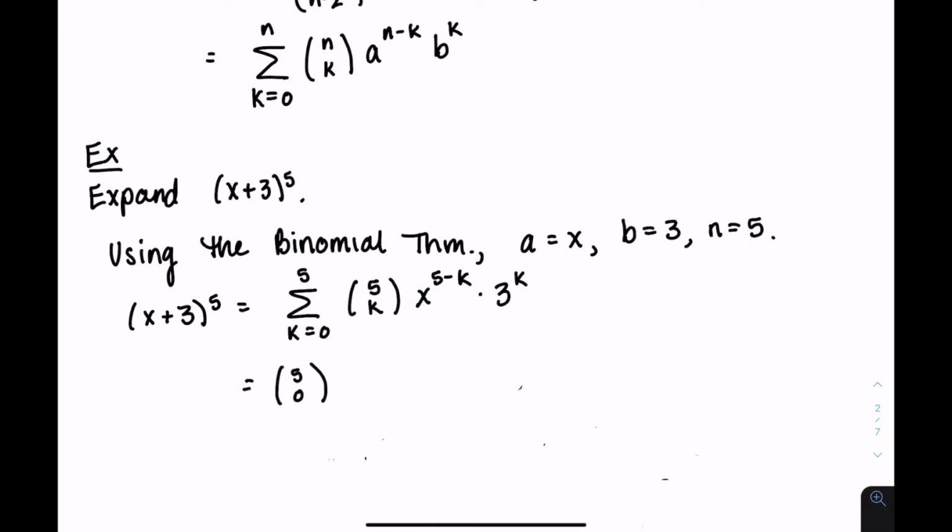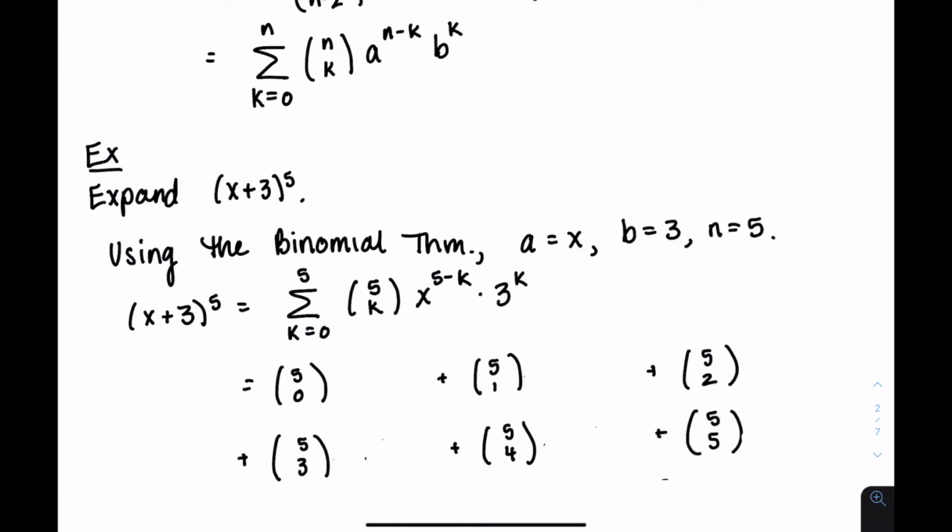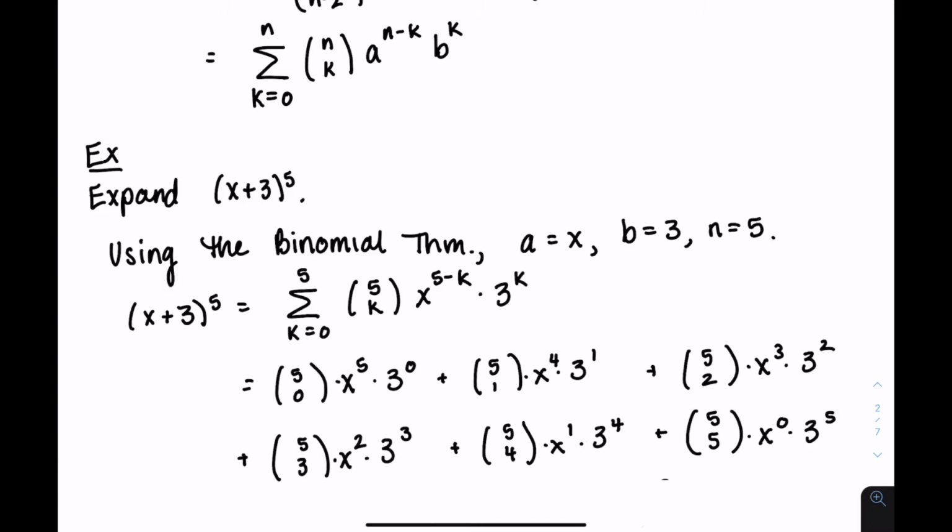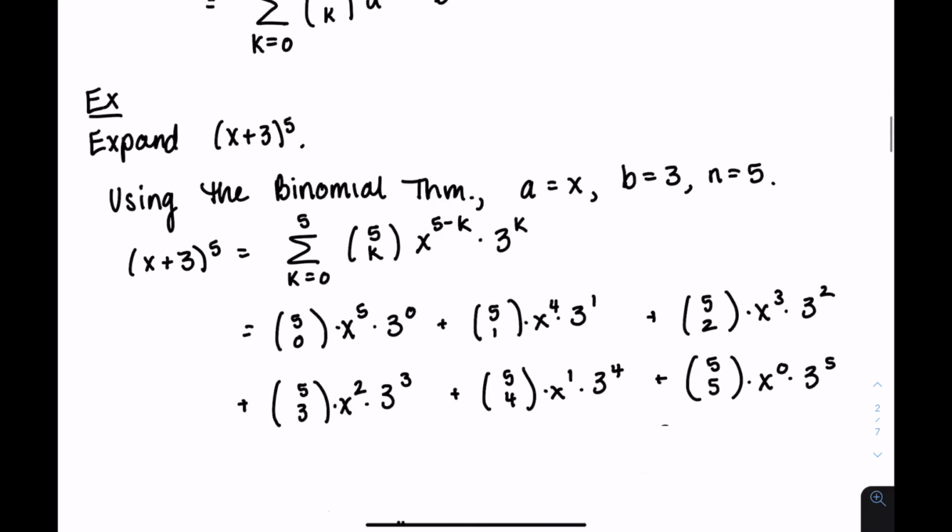So we're going to start at 5 choose 0. Then we get 5 choose 1, 5 choose 2, 5 choose 3, 5 choose 4, and 5 choose 5. You're going to start at x to the highest power, which is the 5th, then keep decreasing it by 1 until you get to 0. Then the opposite, you're going to start at the value of b to the 0 power and keep increasing that by 1 each time. Then it's a matter of just going through and calculating each of these binomial coefficients and also 3 to whatever power it happens to be.